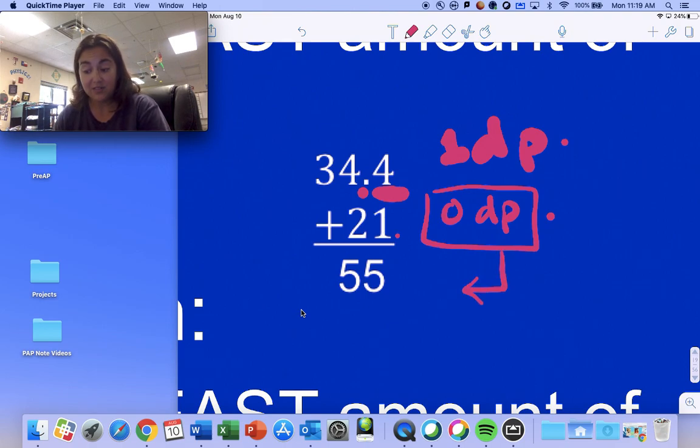So if you were to type this into your calculator, 34.4 plus 21, you would get 55.4, but to round it, you would round it to the smallest amount of decimal places in those two numbers that you added together.